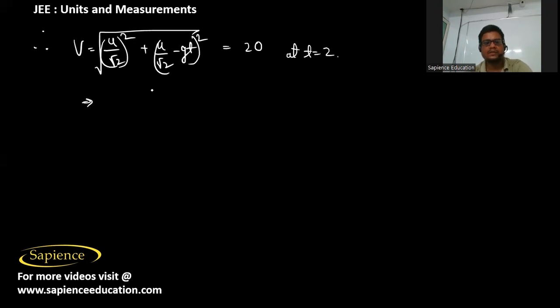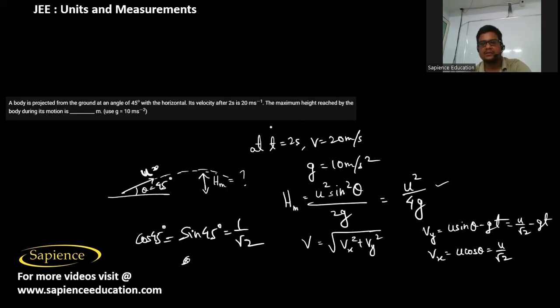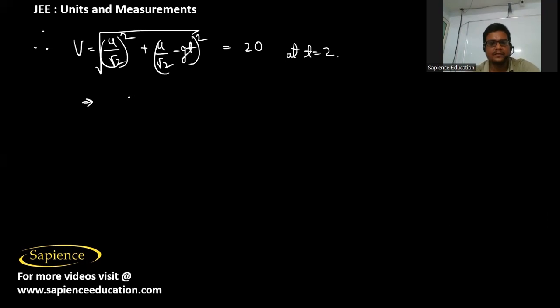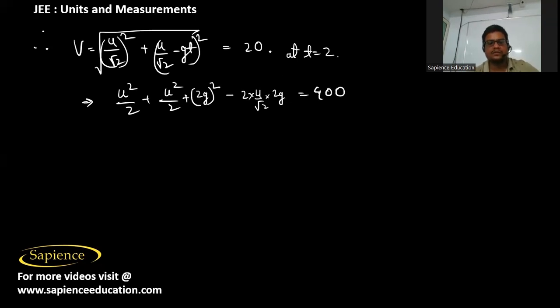So therefore we can find the initial velocity here. So this will be u square by 2 plus u square by 2 plus, t is 2, so (2g) whole square, minus 2ab, so 2 into u by root 2 into 2g. So that is equal to 400, which is 20 square.